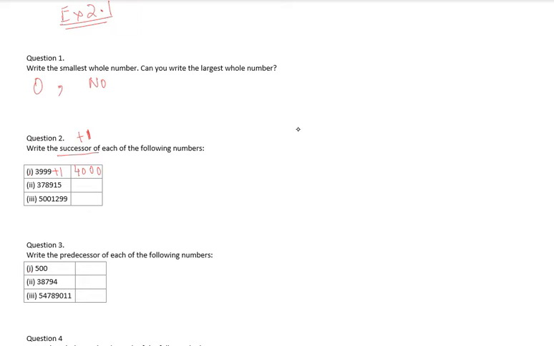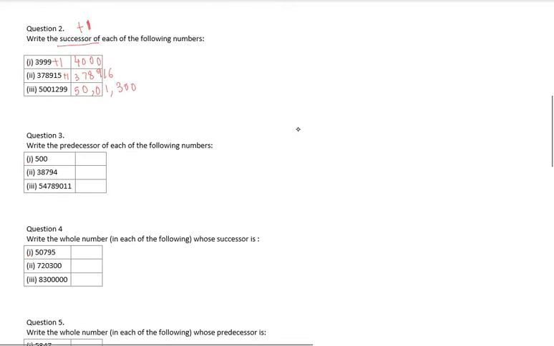Similarly, the next question is 3,78,915. So it becomes 3,78,916, just the next number. Now this is 50 lakh 1,299. So this is 50 lakh 1,300, just after 299.